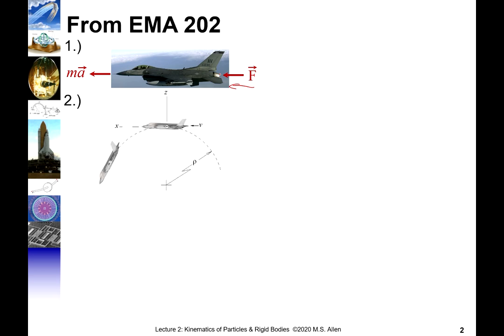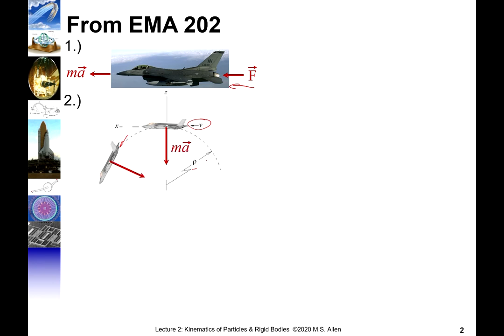You probably also solved some that are a little trickier like this. Let's suppose the airplane is just moving at constant speed, but it's diving, right? And it's following an arc with a radius of rho. So what's the acceleration in this case, right? What forces are required to cause this to happen?